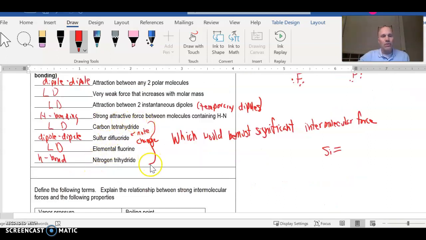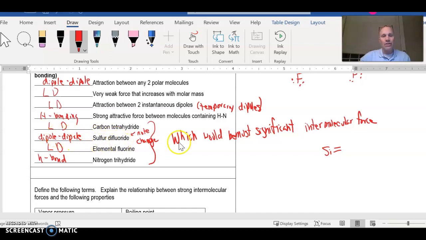All right, the last four right here are just to note what would be the major attractive force in these types of materials. Carbon tetrahydride, there are no polar bonds. To have dipole-dipole interactions, you have to have a polar molecule, which means you have to have a polar bond somewhere, and this does not have any polar bonds.